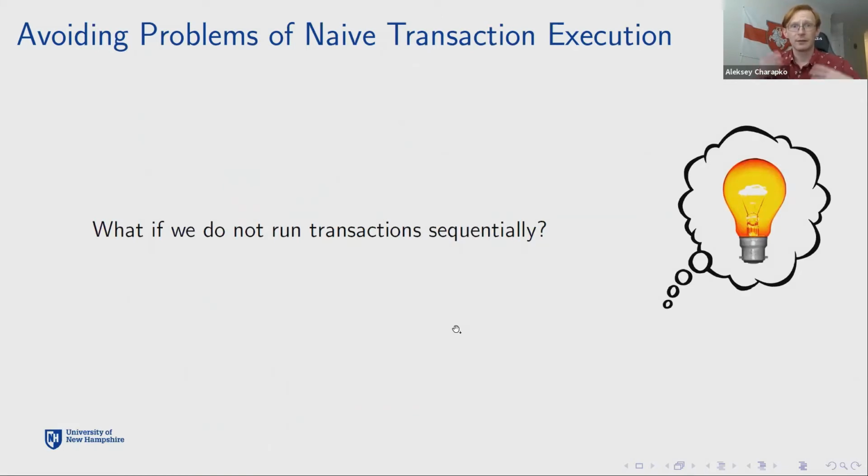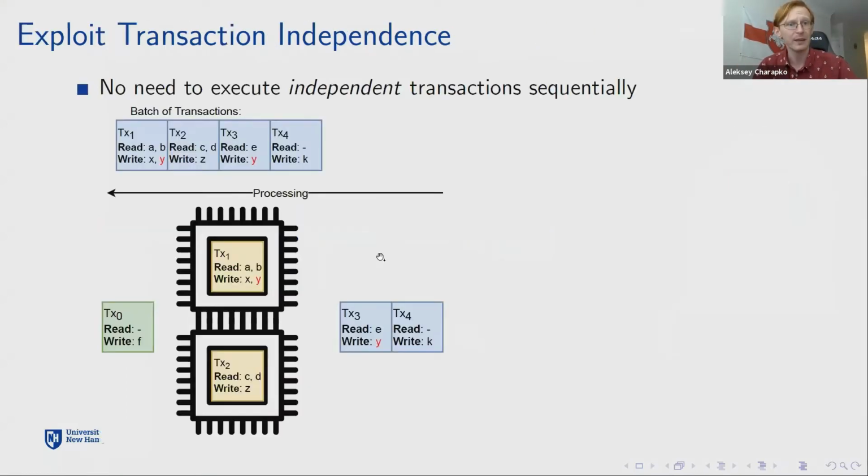So naturally, as I said, we want to avoid this sequential bottleneck, right? What if we don't run these transactions sequentially? Can we actually do it, right? We have ordered these transactions for a reason. They've been assigned an order for a reason. Can we run them in parallel? Can we avoid this sequential execution?